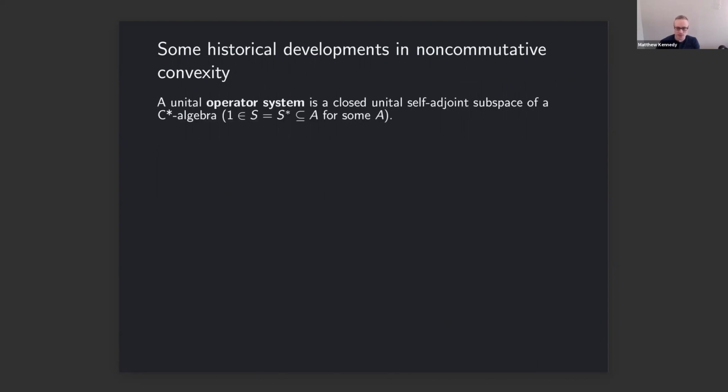So just to begin, I'm going to introduce some notation. So a unital operator system, this is a non-commutative analog of a function system where we replace the commutative C-star algebra with an arbitrary C-star algebra. So a unital operator system is a closed unital self-adjoint subspace of an arbitrary unital C-star algebra.